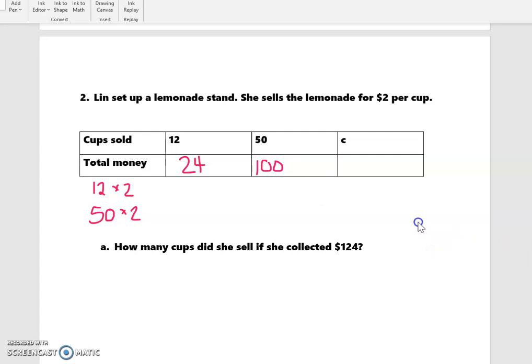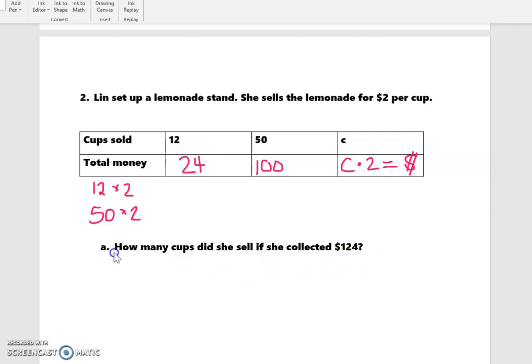The last part of the table says C, meaning we don't know how many cups. Again, if you think about how you got the answers to the rest of the table, you'll use that operation to write an equation. So if we sell C cups, we are multiplying the number of cups by how much we sell it for each time. So we would say C times 2. And if we want to write this as an equation, that's really telling me how much money we make. When we have an equation, that helps us solve for other values.